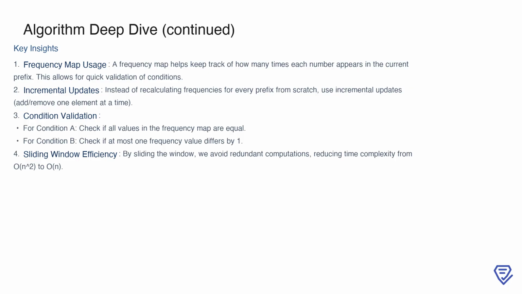In condition B, we allow at most one frequency value to differ by 1. These validations ensure the prefix remains valid. The sliding window approach is particularly efficient because, as we adjust the prefix dynamically, we avoid the need for recalculating frequencies from scratch. This reduces the time complexity of the solution from O(n squared) in the brute force approach to O(n), making it scalable for larger arrays.